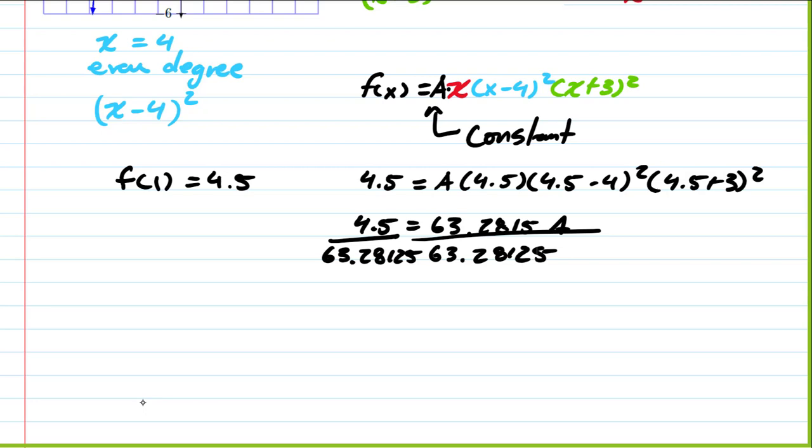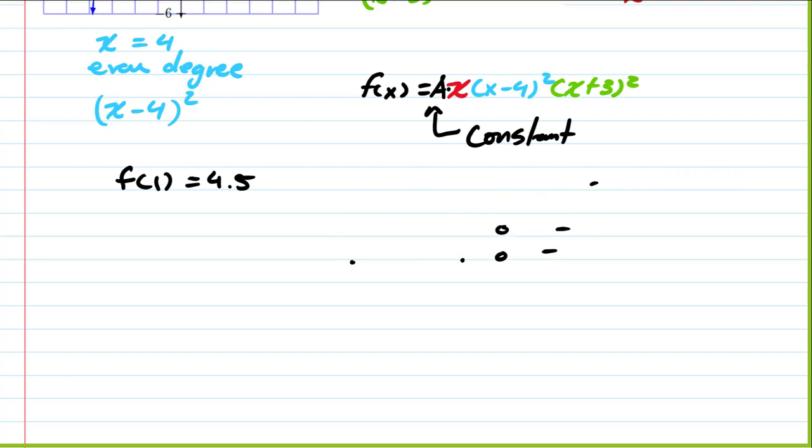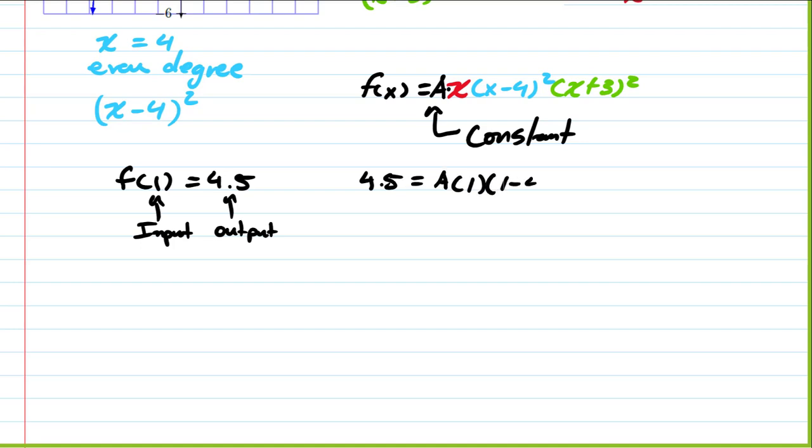Sorry, not 4.5. I did this wrong. I'm sorry. Let's back up and do this again. I grabbed the wrong number. So let's try this correctly. What's my input? What should it have been? This is my input. This is my output. So it should have been 4.5 equals a times (1 - 4) squared times (1 + 3) squared. I was like, that was looking really, really ugly.